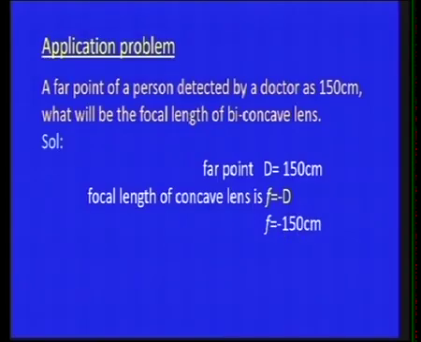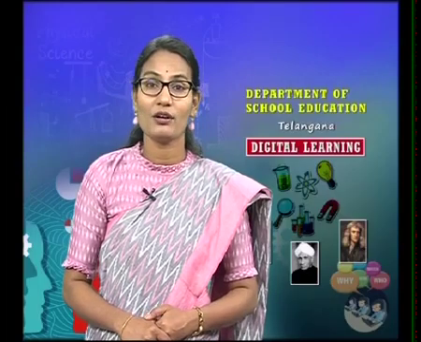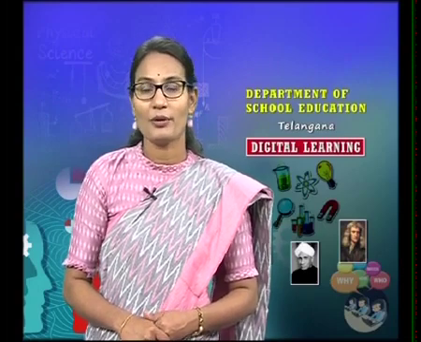So f equal to minus 150 centimeters. We have to choose the concave lens of focal length 150 centimeters. So like this we can calculate the focal length of the concave lens to correct the myopia.